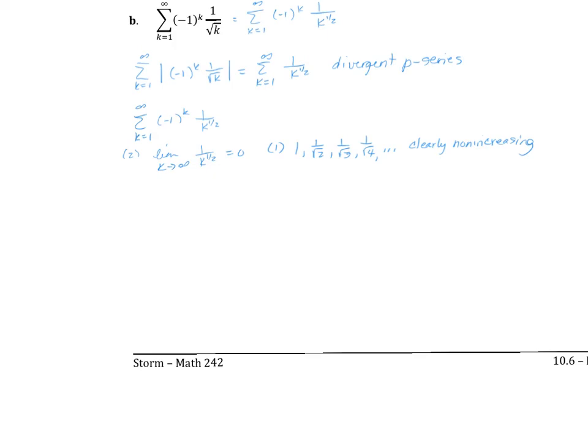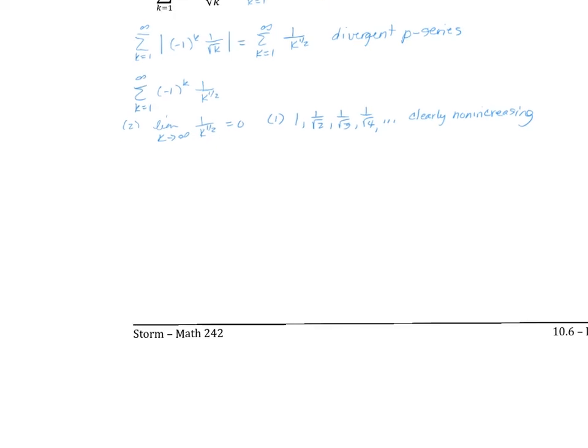So the series without the absolute value, the alternating series, converges by alternating series test. I can't spell alternating series test. So we'll put that all together.